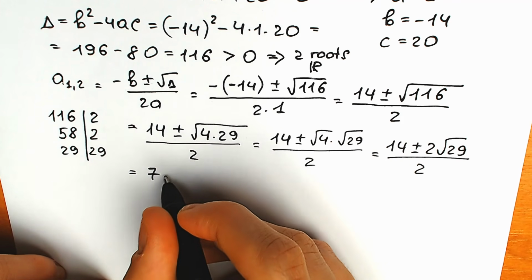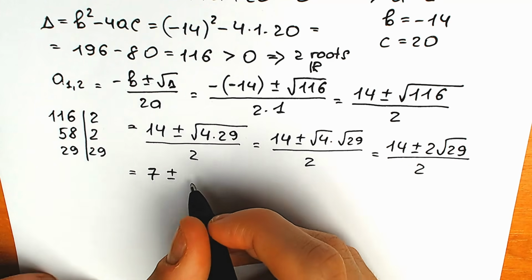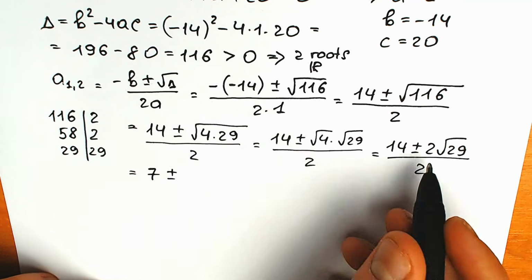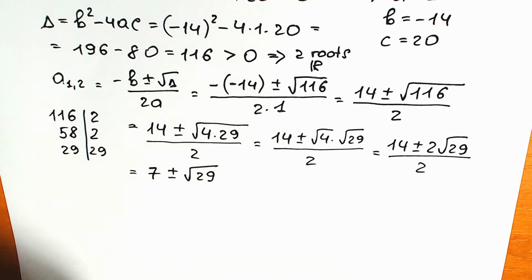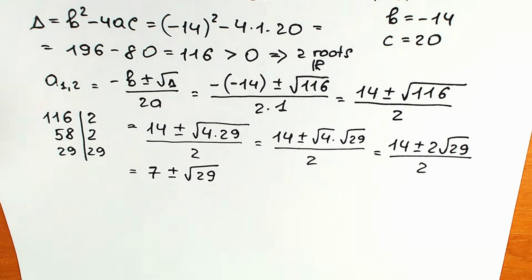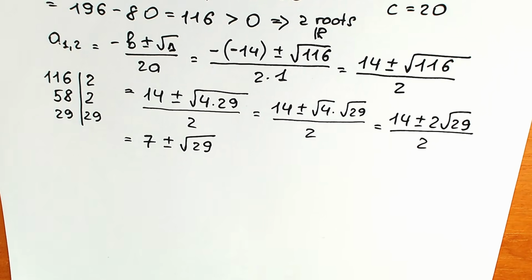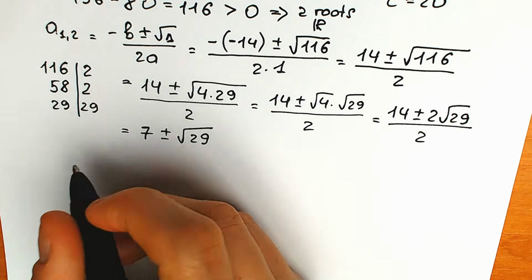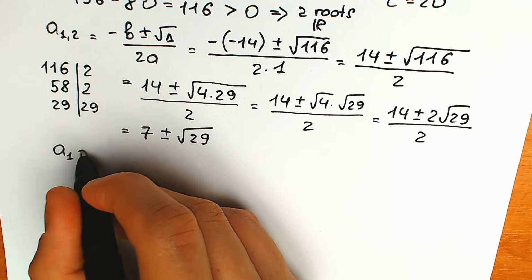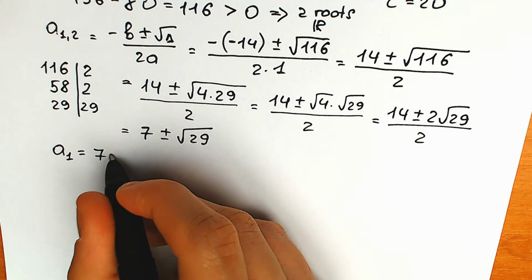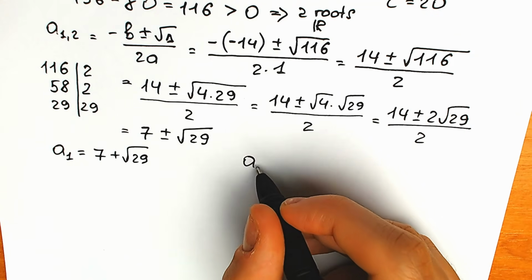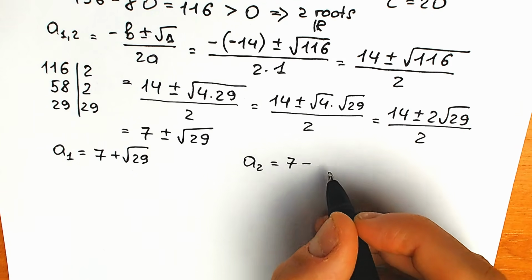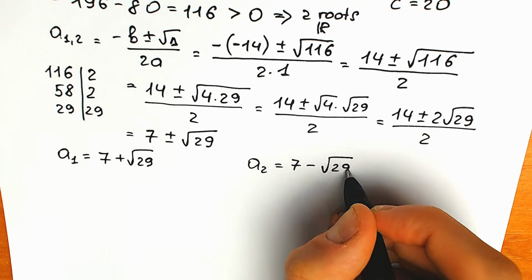So we have 7 plus minus square root of 29, so this is our answer. But one really interesting thing right here, we have two roots. So this is our a first. Let's write it with the positive sign: 7 plus square root of 29, and a second equal to 7 minus square root of 29.